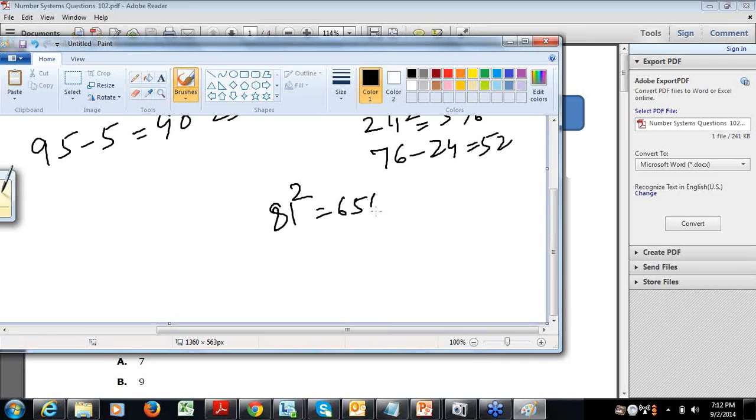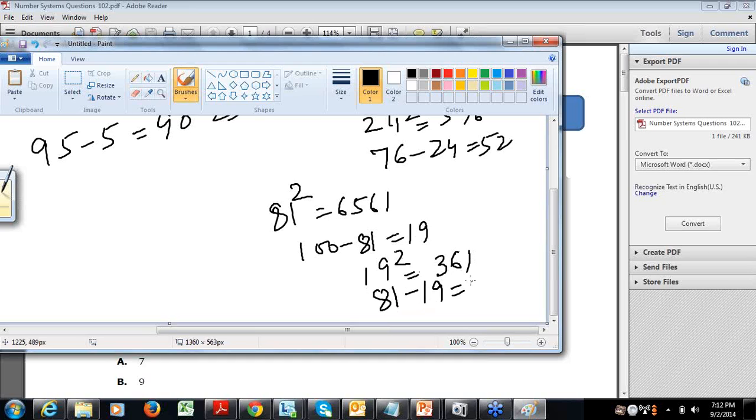81 square is what? 6561. How did you get it? 100 minus 81 is what? 19. Square of 19 is what? 361. Subtract 19 from 81. What is it? 62. Write 62 here, then 361. You get what? 6561.